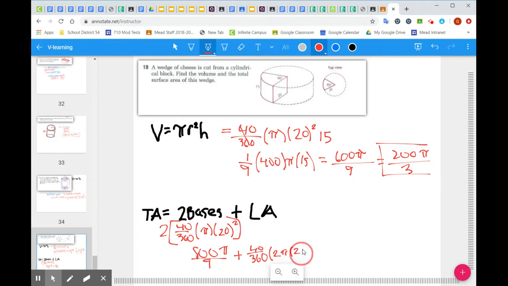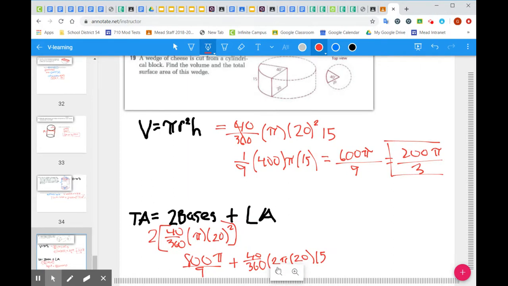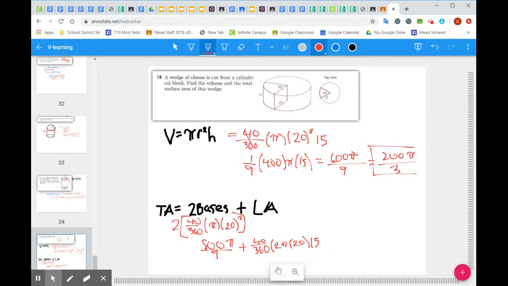My radius is 20. And then we also have to multiply that by the height. So it'd be 2 pi r times the height. My height stays as 15. When I go ahead and simplify this, when we multiply that through, we are going to get 600 pi all over 9.